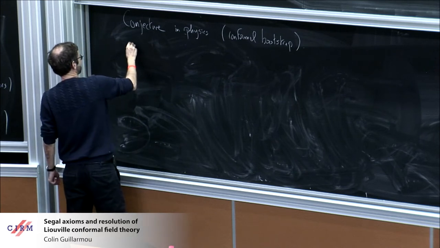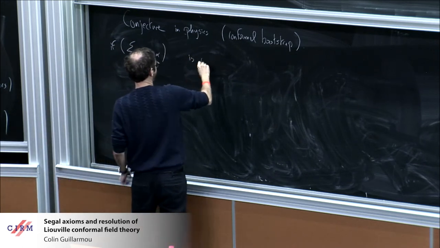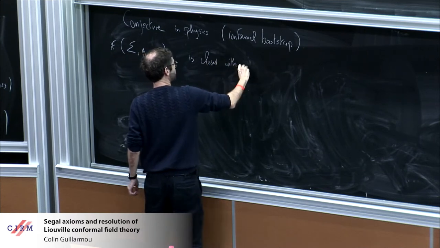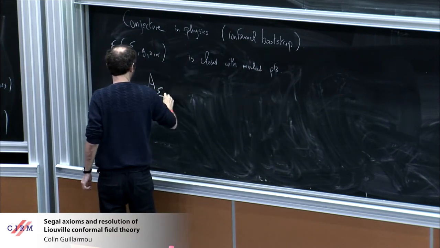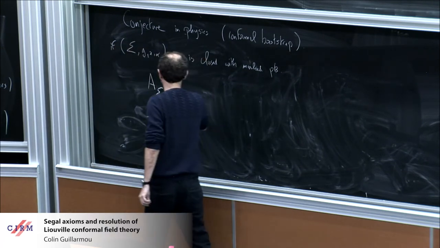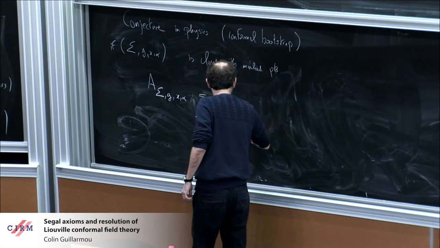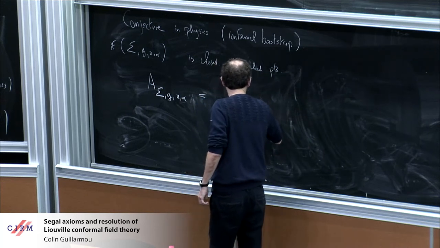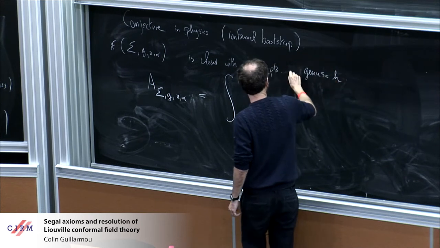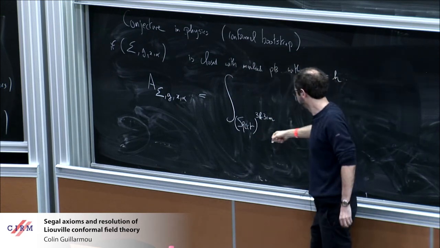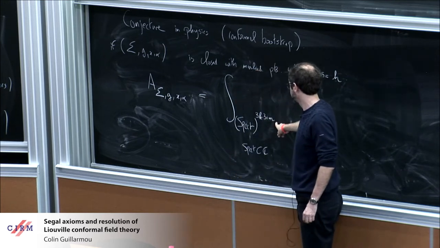Which tells you that if Sigma_{g,m}(alpha) is a closed surface with marked points, then in fact the correlation function, which I denoted A, the amplitude in this case, an element in C, should be given by the integral over the spectrum of the theory, to the power 3h minus 3 plus m. So the genus is h for this surface. So you integrate on some subset of C to the power the dimension of moduli space.